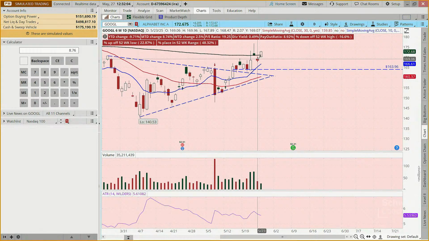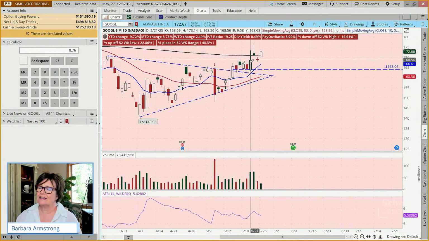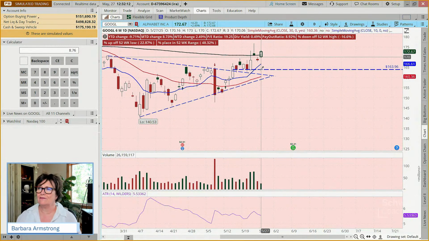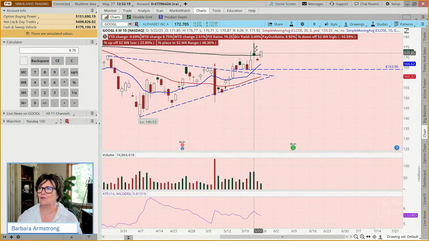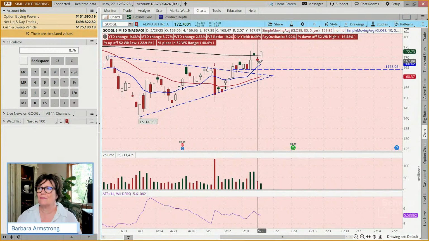Could we tighten up the stop? We might put the stop below here. And we could do that too. Some will say, I want to give it a little more room when I first get in because I don't want to get stopped out unnecessarily. And if it continues to go up and then pulls back, then I'll move my stop up to below here.